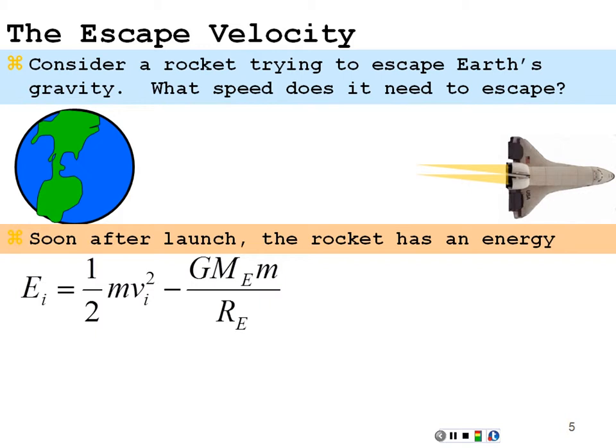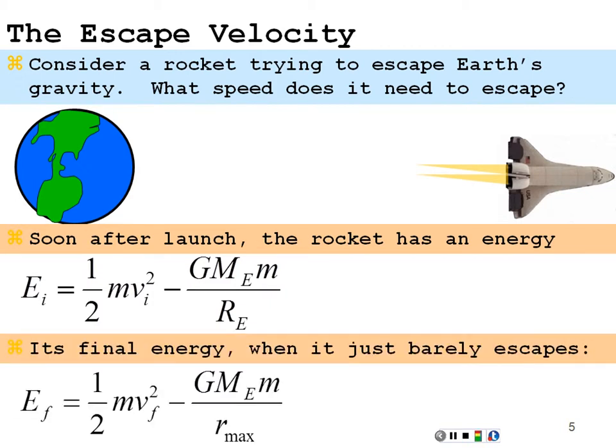Soon, right after launch, the rocket has some kinetic energy, 1/2 mass times initial velocity squared, and it's still bound to the Earth, and it's pretty much at the radius of the Earth still right after launch. So it has a binding energy of negative G mass of the Earth times mass of the satellite over the distance between them, the radius of the Earth. So that's its initial energy.